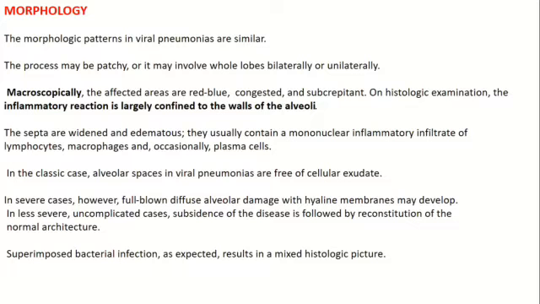On histologic examination, the inflammatory reaction is largely confined to the walls of alveoli. The septa are widened and edematous. They usually contain a mononuclear inflammatory infiltrate of lymphocytes, macrophages, and occasionally plasma cells. In the classic case, alveolar spaces in viral pneumonias are free of cellular exudate.